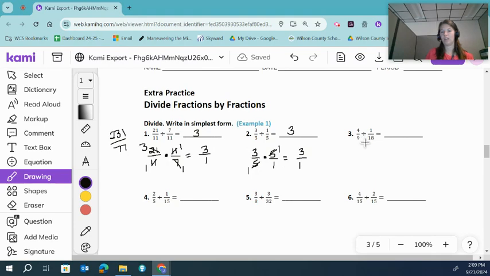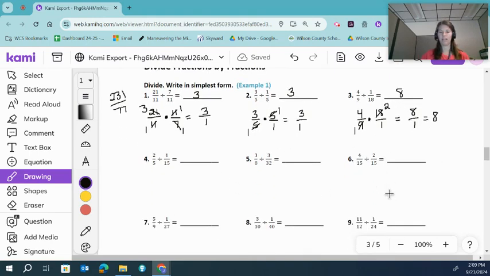Let's try another one, 4/9. So first one stays the same, multiply by the reciprocal. So 9 goes into 18 evenly, so 9 goes into 9 once, 9 goes into 18 twice. 4 times 2 is 8. 1 times 1 is 1. So this is 8. You won't always get whole numbers, but we happen to on these ones. Got a couple down here to try if you would like.